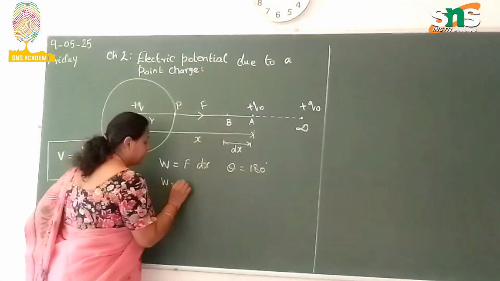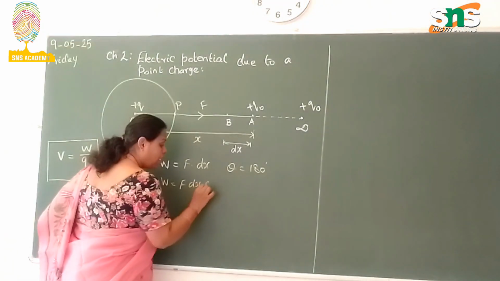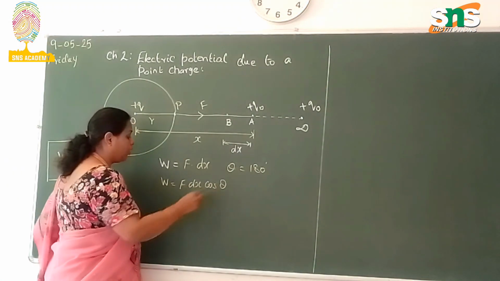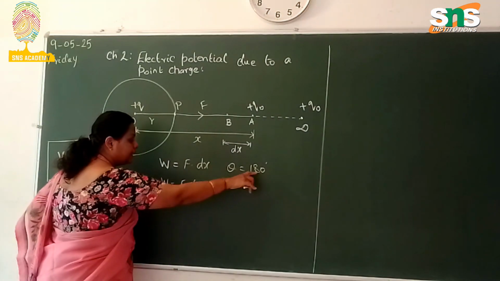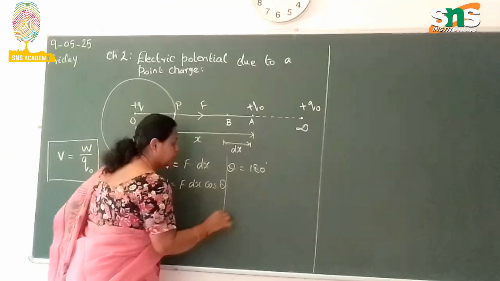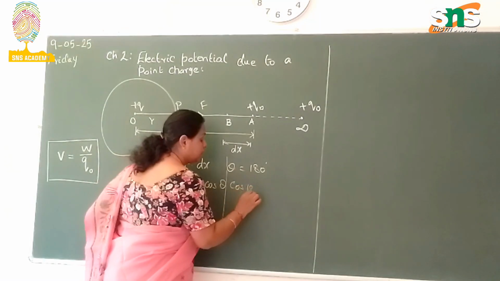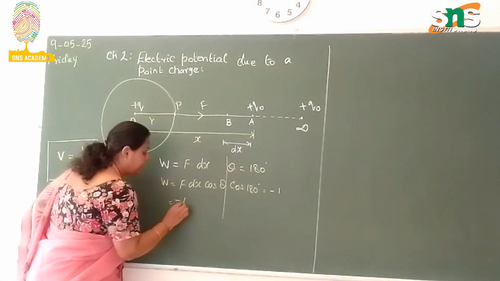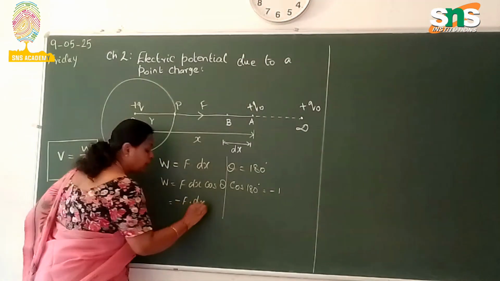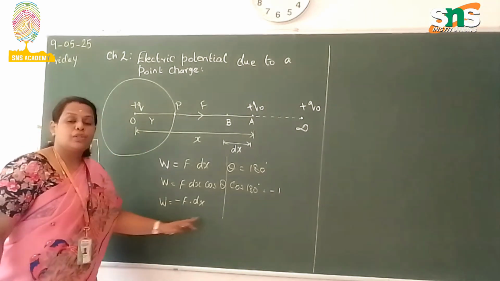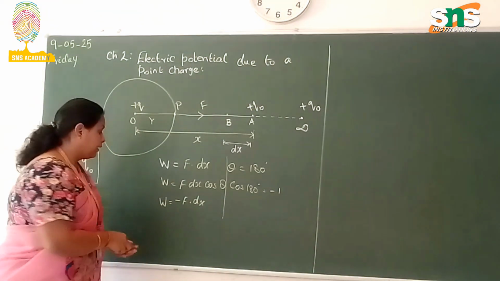So I am writing it as F dx cos theta. Why cos theta? Because it is the horizontal component. Since theta is 180 degrees, cos 180 is minus 1. So it will become minus F into dx. It's a dot product. W is equal to minus F into dx.